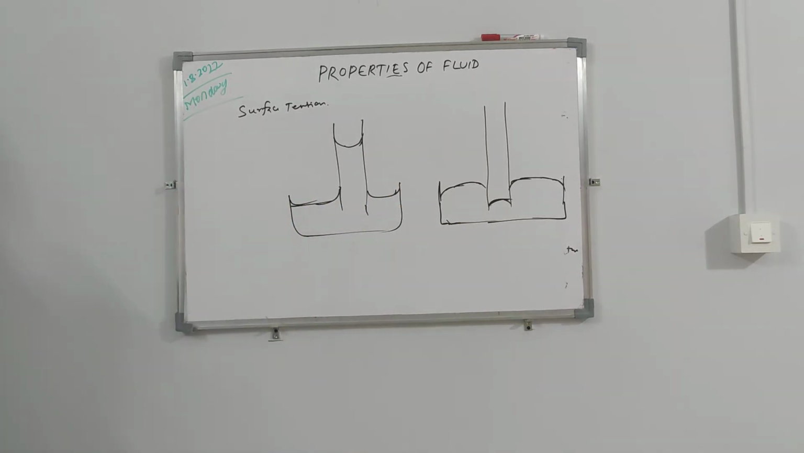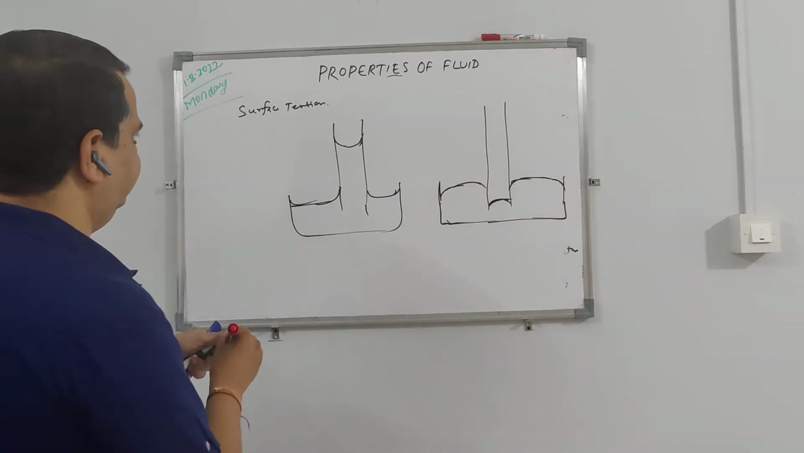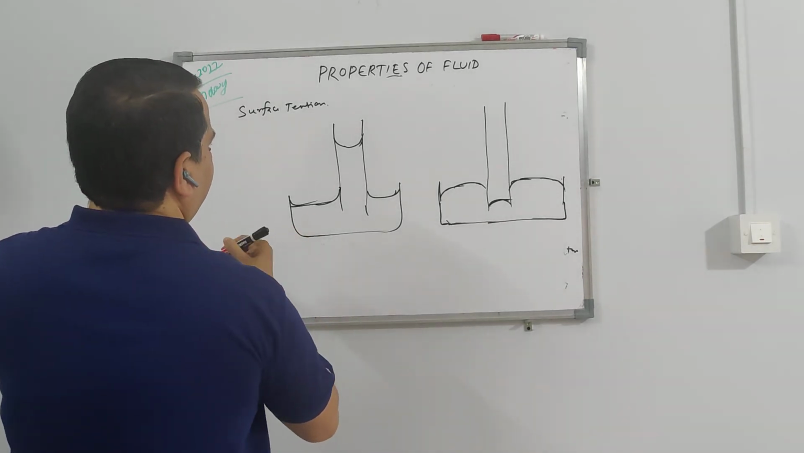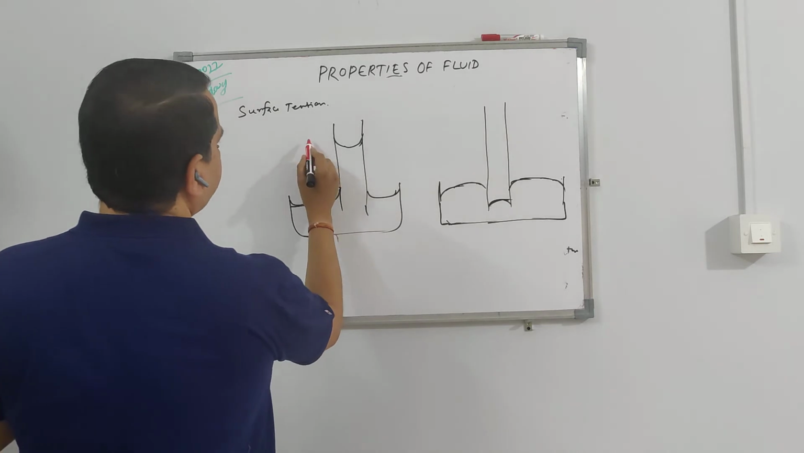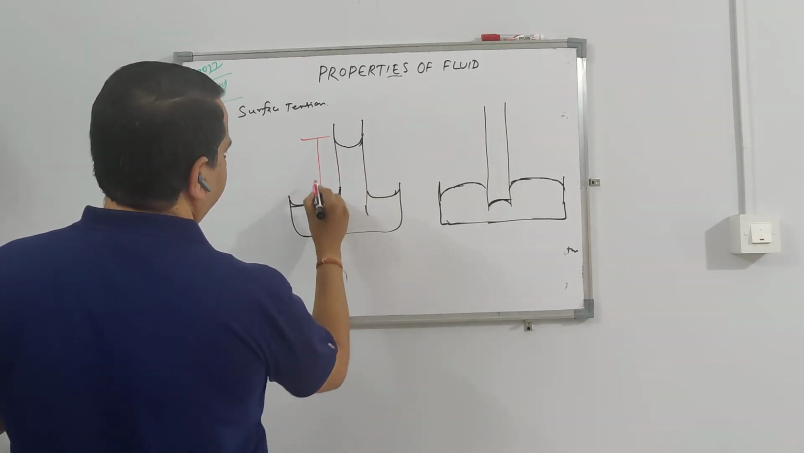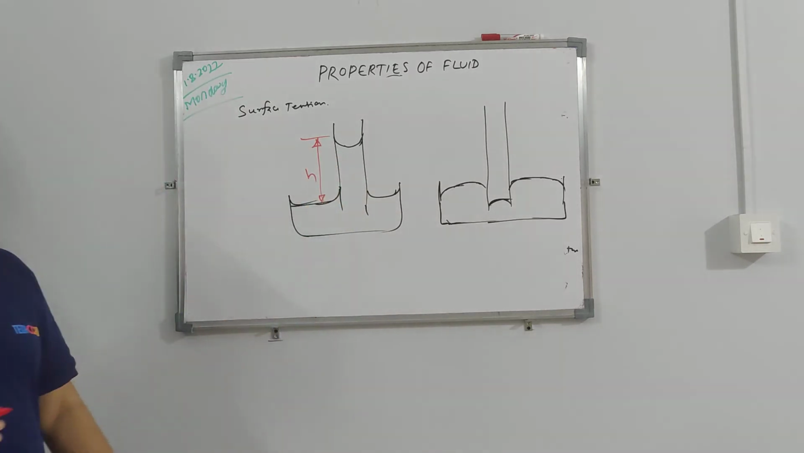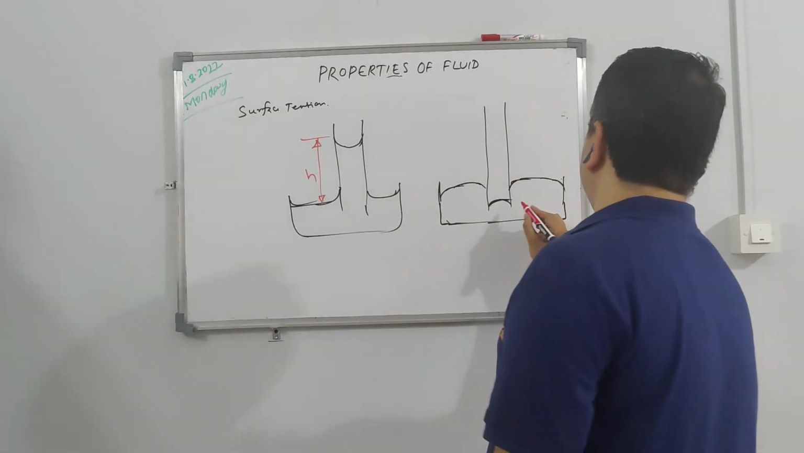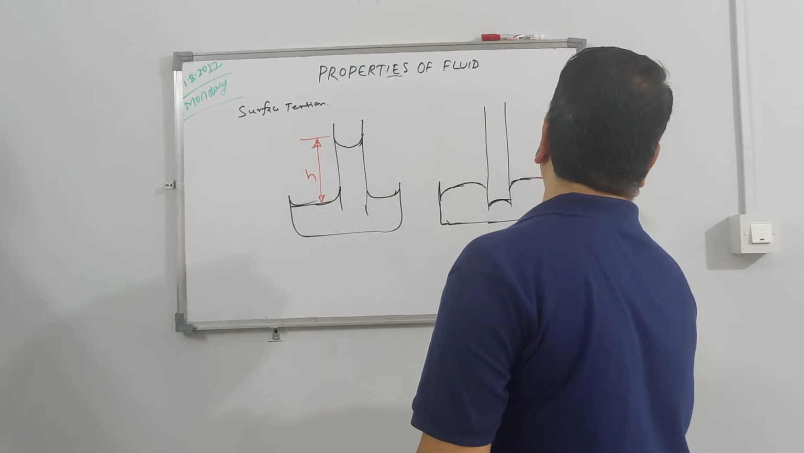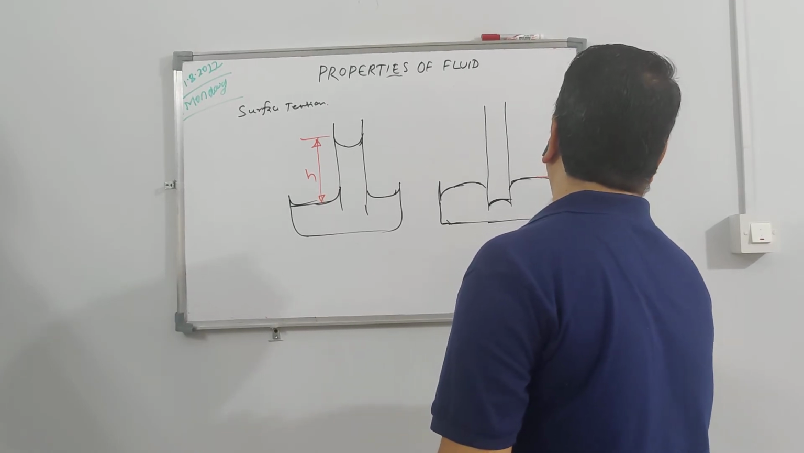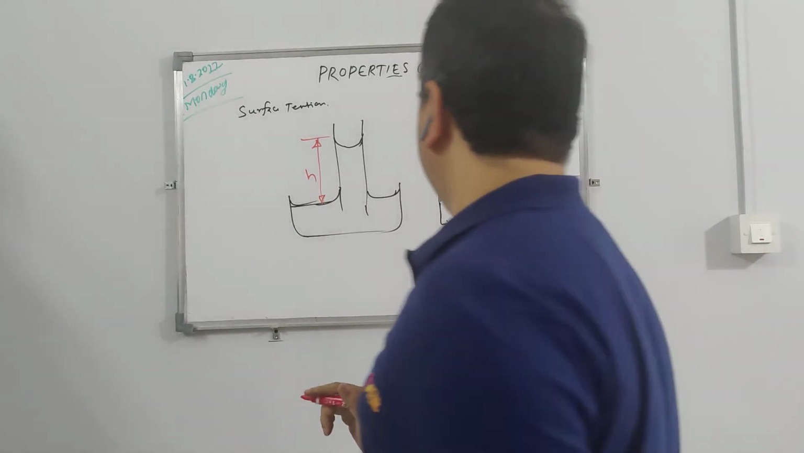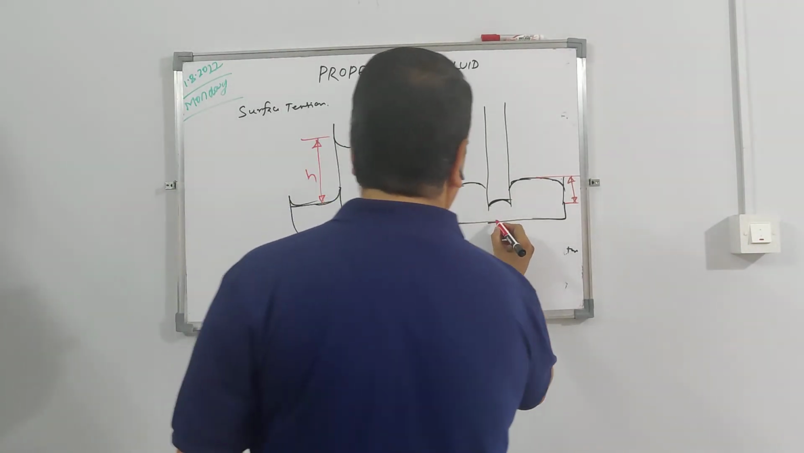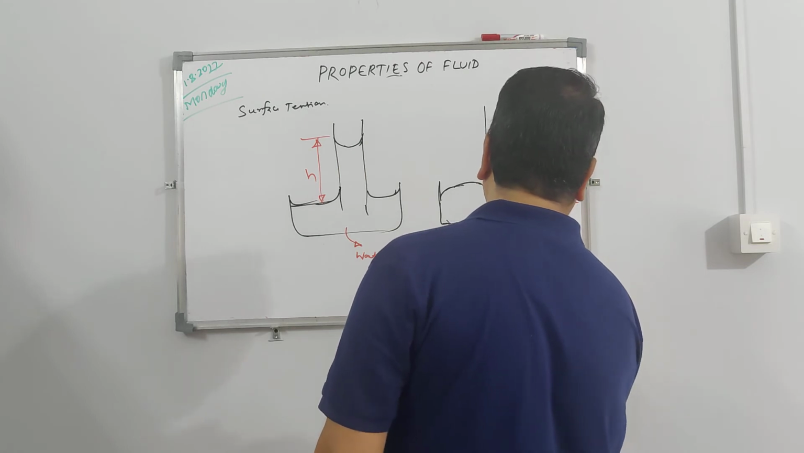Okay, so this is your mercury. And here this is my capillary rise, the height. And here this is the capillary drop. Actually, it is not rise. So here you can say this is your drop, like it is going down. So this is water, and this is mercury.